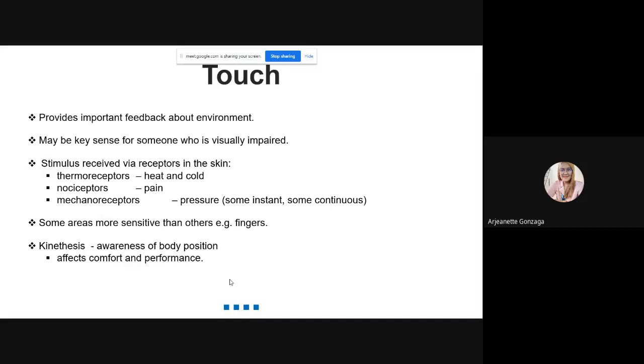Thermoreceptors, ito yung sa heat and cold. Nociceptors, ito yung sa pain, and the mechanoreceptors, ito yung sa pressure, some instant or some continuous. Some areas are more sensitive than others. Example, yung fingers natin. Sensitive yan kasi, 'di ba? Meron may mga games na nakapiring ka tapos ipapahawak sa'yo. Sobrang sensitive ng ating fingers. Kinesis is the awareness of body position and it affects comfort and performance.